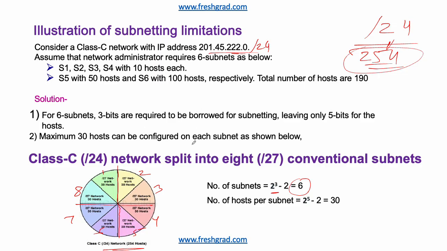Now, our requirement is we want to create subnets that have different host requirements. Subnets 1, 2, 3, 4 have a 10 host requirement, and subnets 5 and 6 have different host requirements. Subnet 5 has 50 and subnet 6 has 60 hosts. So this is the requirement, right? And let's take a look at how we can address this issue.